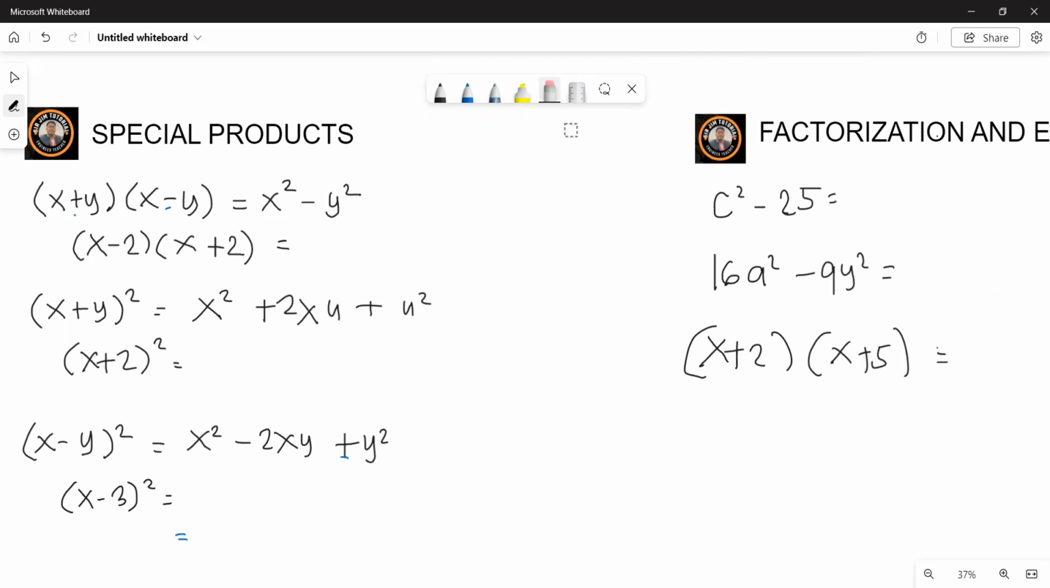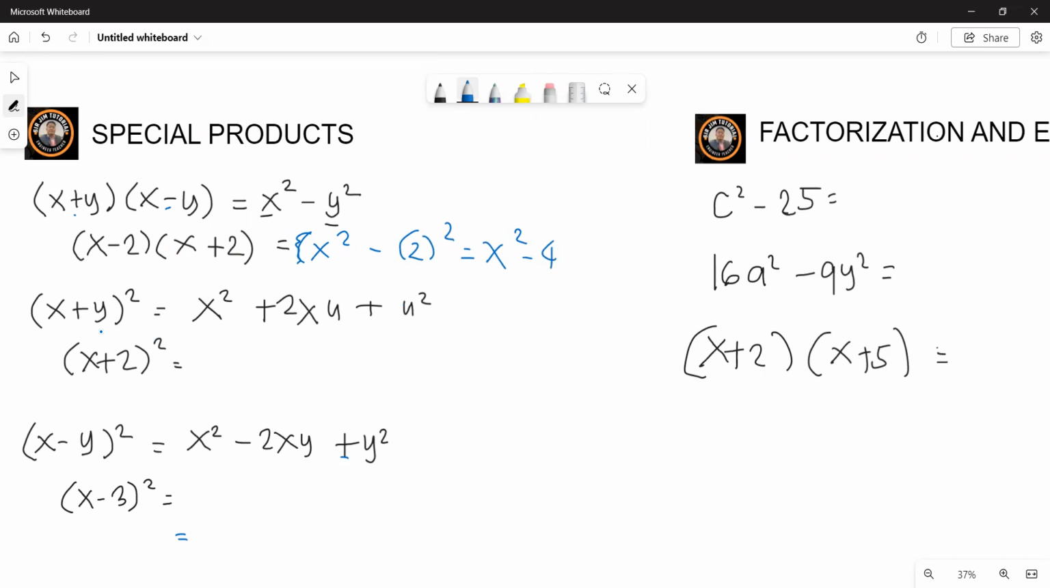So if you have this case, (x plus y)(x minus y), you have this formula: x squared minus y squared. From here, for example, you just follow x squared, and y here is 2, so 2 squared. In other words, you have x squared minus 4.